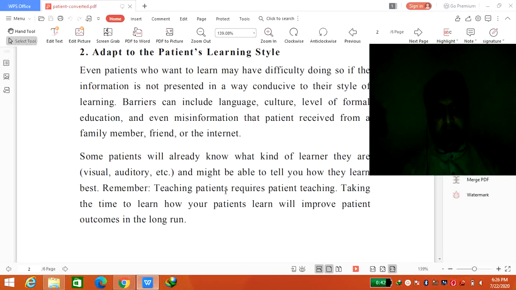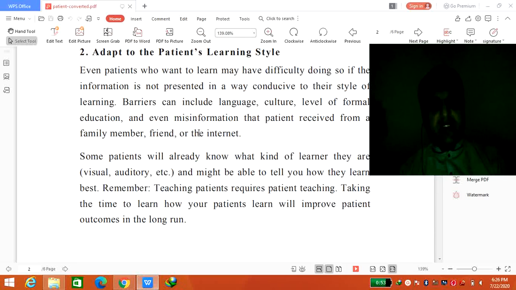And one thing to keep in mind, of course, certain barriers are there. Those barriers can include language, culture, level of formal education, and even misinformation that the patient received from other family members and so on. These are very important, okay? So we should minimize those barriers in a proper way. We should start a discussion with the patient so that he can feel at ease and pick up the points regarding the problem.